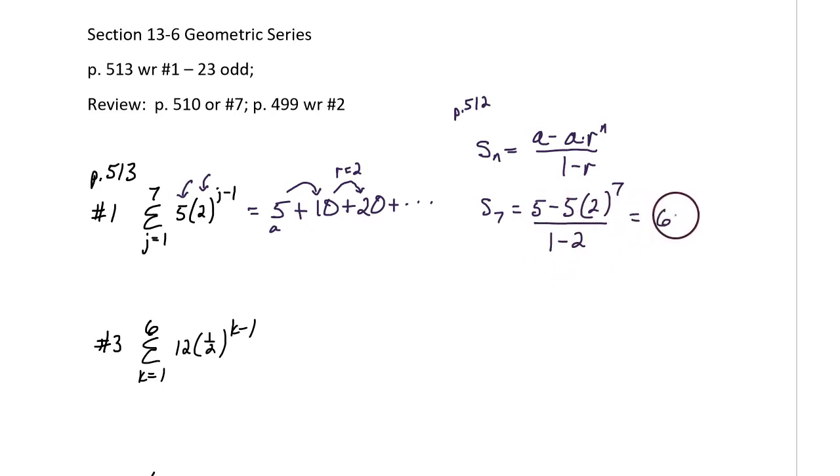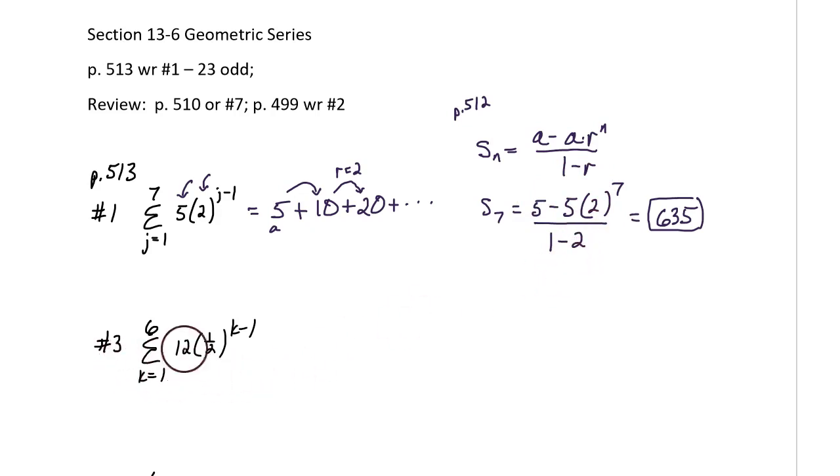And the answer is 635. When I typed it in, I typed 5 minus 5 times 2 to the 7th and then pressed enter to figure out what the numerator was, and then divided by -1.